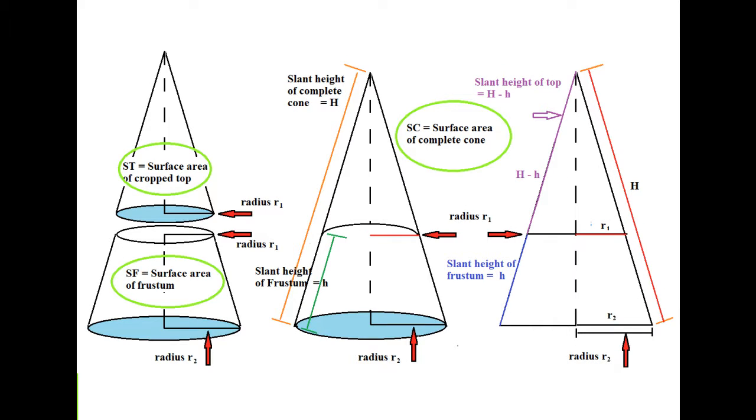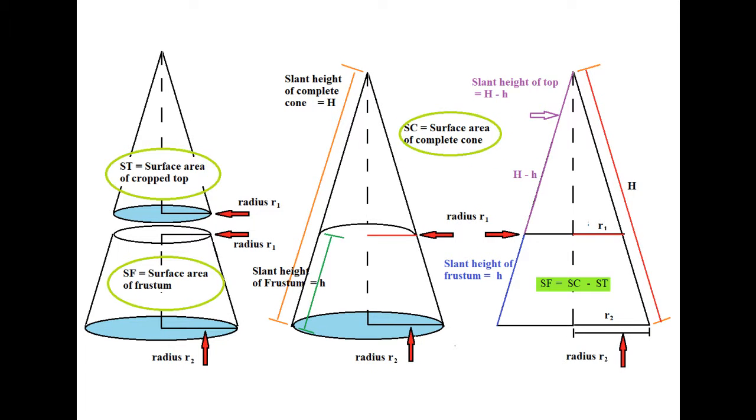Label the surface area of the sides of the frustum as SF. Label the surface area of the sides of the cropped off top as ST. Label the surface area of the combined figure as SC. The surface area of the frustum is obtained by taking away the surface area of the top from the surface area of the whole figure. So, SF equals SC minus ST.